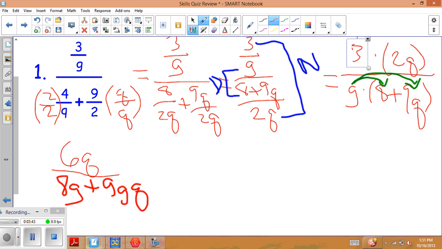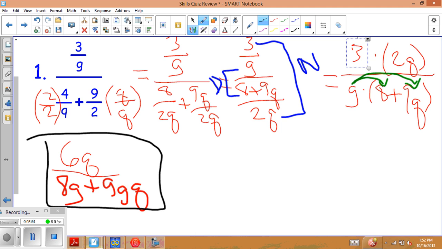and the plus sign stays there, so I get 6q over 8g plus 9gq, and there is nothing else I can do. This is as simple as I can get it, and so that is going to be my answer.